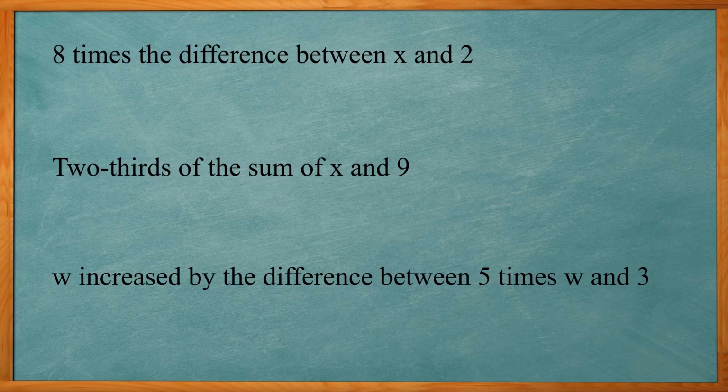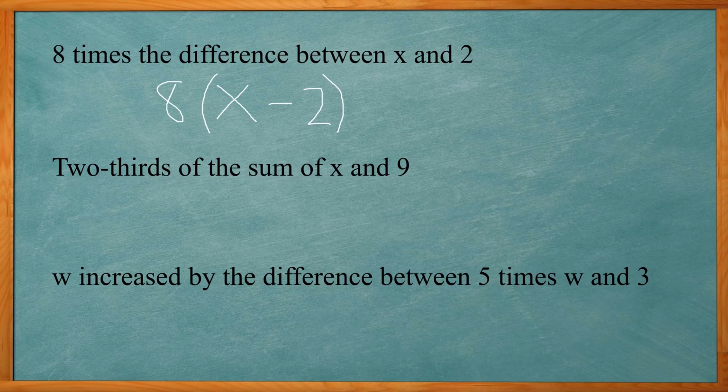Next one says 8 times the difference between x and 2. So we can do the difference. Difference means subtraction, so x minus 2. And then 8 times it, so it's times the whole thing. So it's going to be in parentheses 8 times the quantity x minus 2, or 8 times the difference between x and 2.